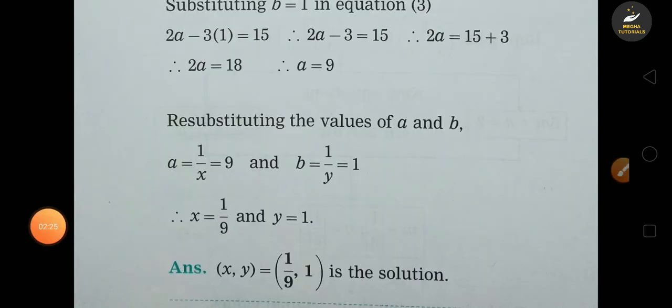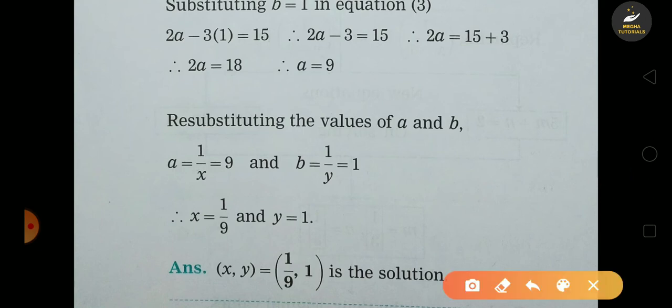Okay, now we want to find values of x and y, so we will substitute values of a and b in the 1 upon x and 1 upon y. After substitution we will get a is equal to 1 upon x is equal to 9. So after taking inverse you will get x is equal to 1 upon 9, and on this side b is equal to 1 upon y is equal to 1. So you have to take inverse, so you will get y is equal to 1 upon 1, that is 1. So your final answer will be x comma y is equal to 1 upon 9 comma 1 is the solution of the given equations.